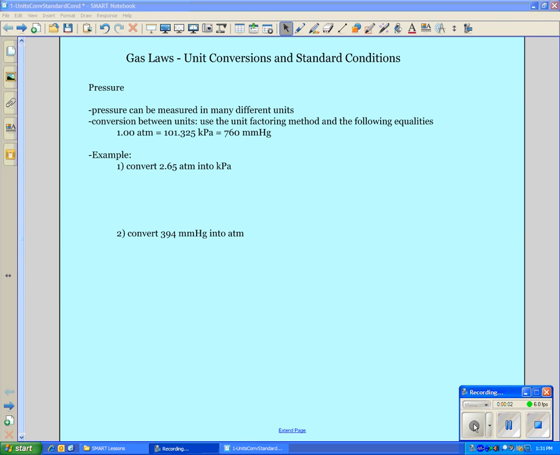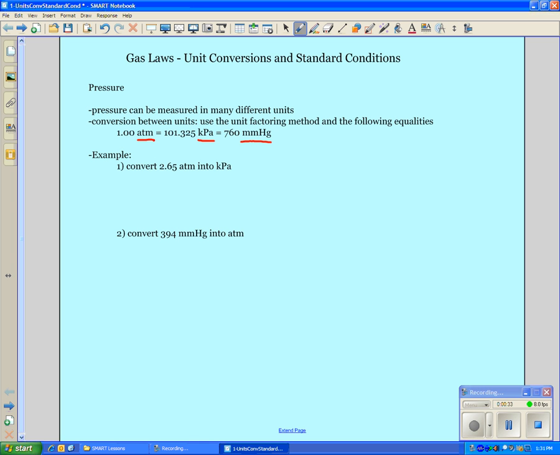One of the things that you will be doing multiple times in this gas laws unit is converting between units, and that will be done for both pressure and temperature. There are 3 different units that you'll see for pressure. The first is atmospheres, and that's abbreviated ATM. The second is kilopascals, kPa, and the third is millimeters of mercury, mmHg, and you should recognize that Hg as the elemental symbol for mercury.